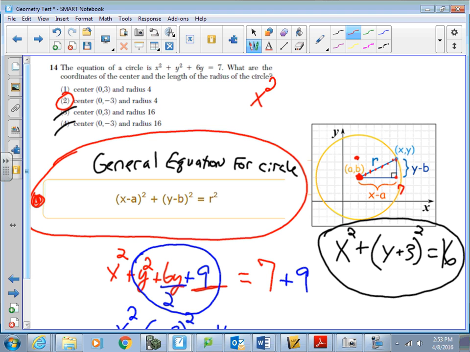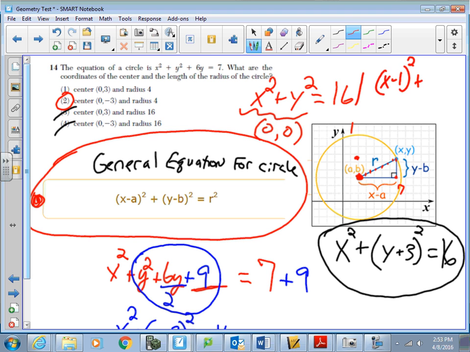Now, if you just have x squared plus y squared is equal to 16, or anything, if you have x squared plus y squared, then your center is 0, 0. If you have anything else, then you have to determine what is the center. So, for example, if you had x minus 1 squared plus y minus 3 squared.